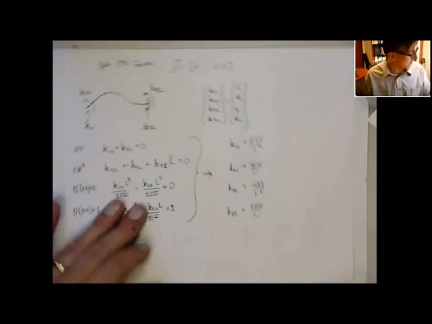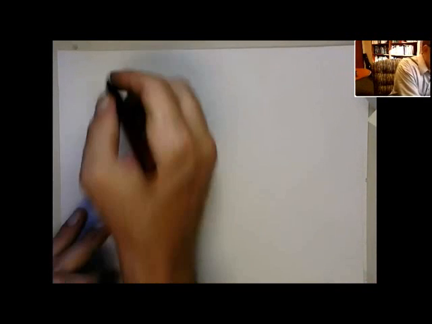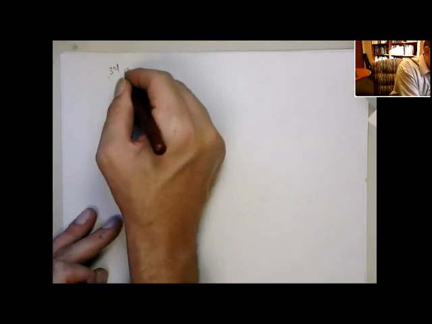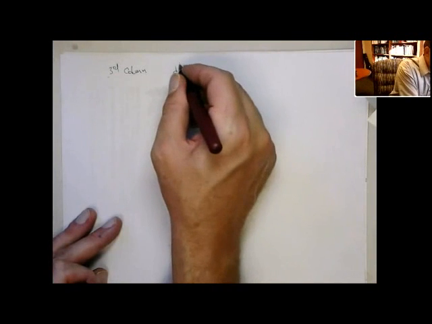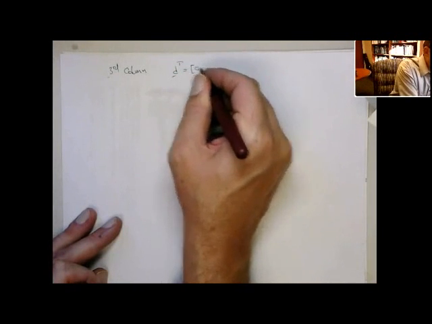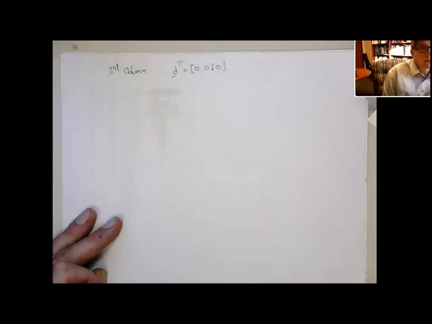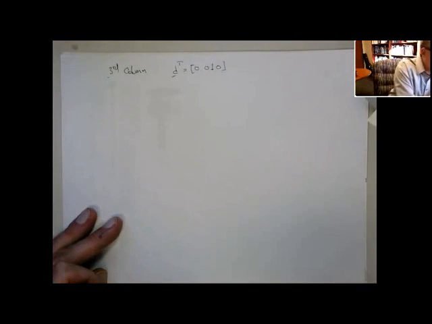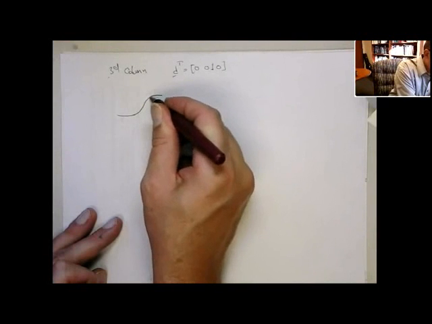Now we go and do the third column. I need some more paper. Okay, so let's do the third column. Now to get the third column, we want a displacement vector as follows: 0, 0, 1, 0. So we just have a unit displacement on the right side. So it's going to look like this.